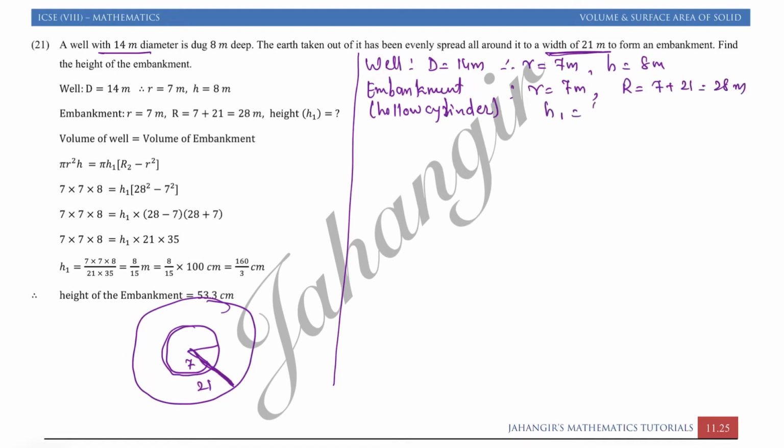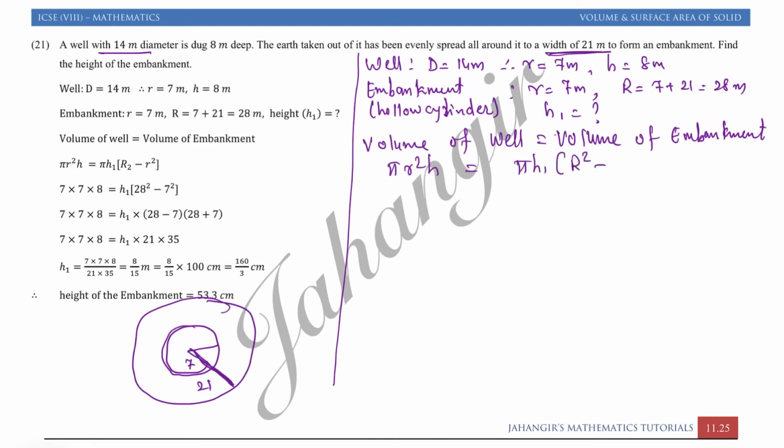We have to find height of the embankment, just as we did in the previous part. So we'll write volume of well is equal to volume of embankment. Volume of embankment is hollow cylinder. So volume of well pi r square h is equal to pi h1 into big R square minus small r square. Big R is outside radius, small r is the inside radius, which is the radius of the well. So pi will get cancelled.